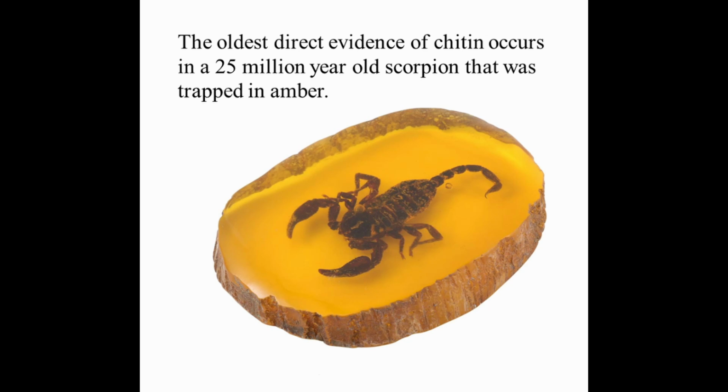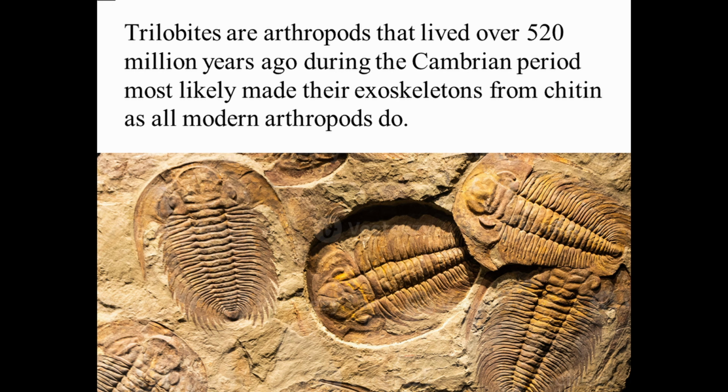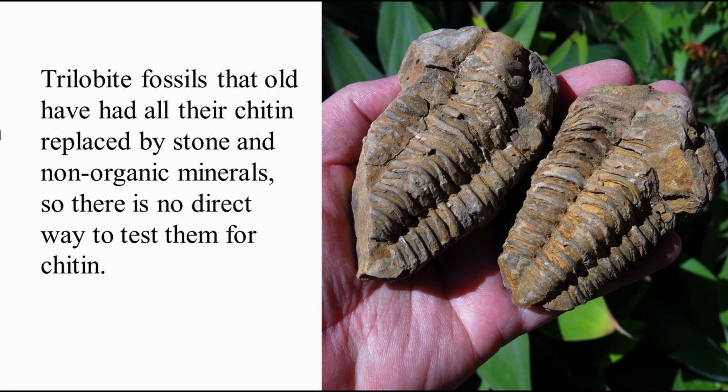When we look at the fossil record to see where chitin might have appeared, we find that the oldest direct evidence of chitin occurs in a 25-million-year-old scorpion that was trapped in amber. However, trilobites are arthropods that lived over 520 million years ago during the Cambrian period, and most likely made their exoskeletons from chitin, as all modern arthropods do. Trilobite fossils that old have had all their chitin replaced by stone and non-organic minerals, so there is no direct way to test them for chitin.